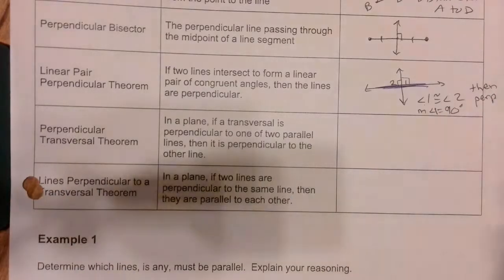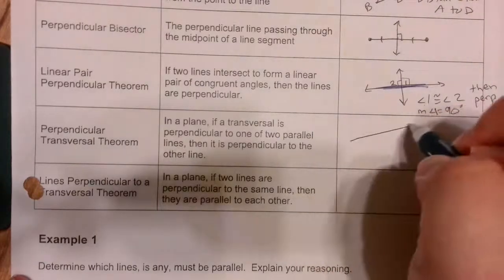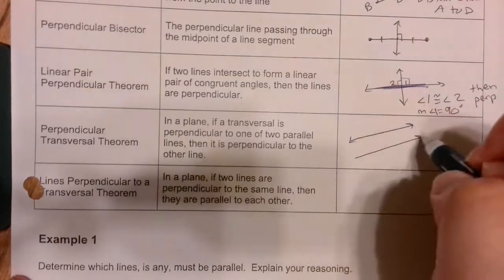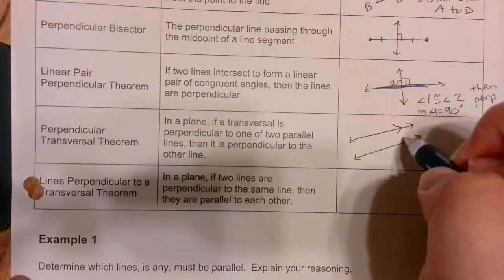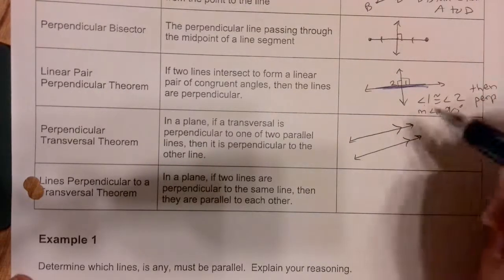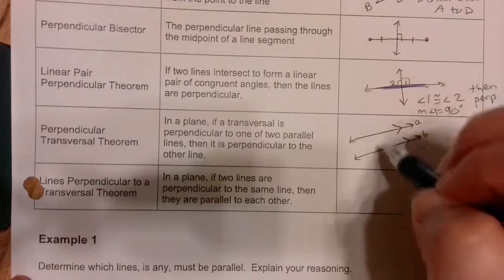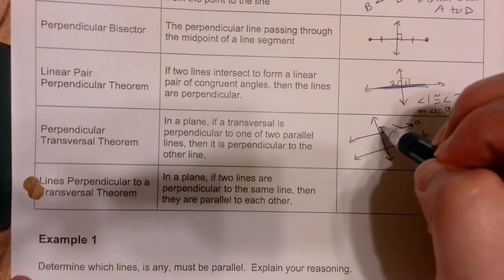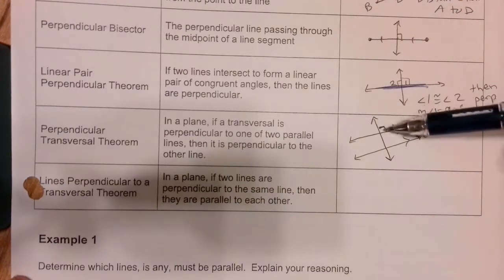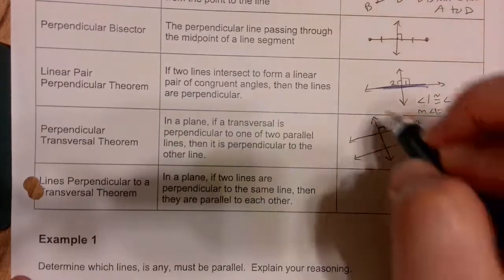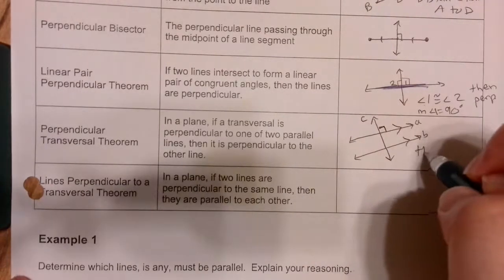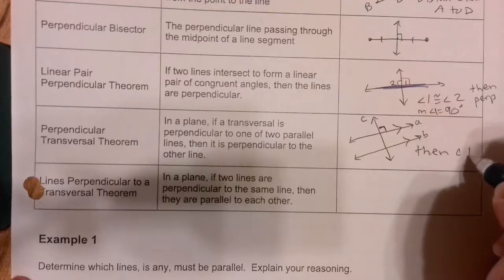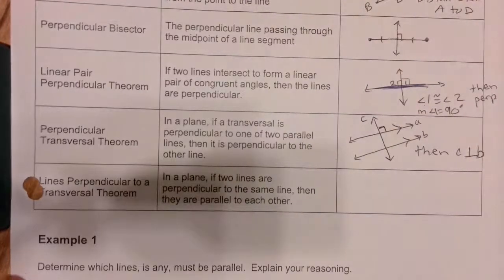The next one is the perpendicular transversal theorem. So in this one we have two lines that are parallel. We'll put the parallel symbols there. Maybe call them line A and line B. And then we have a transversal, and the transversal is perpendicular to only line A. Let's call that line C. Then C is also perpendicular to line B.